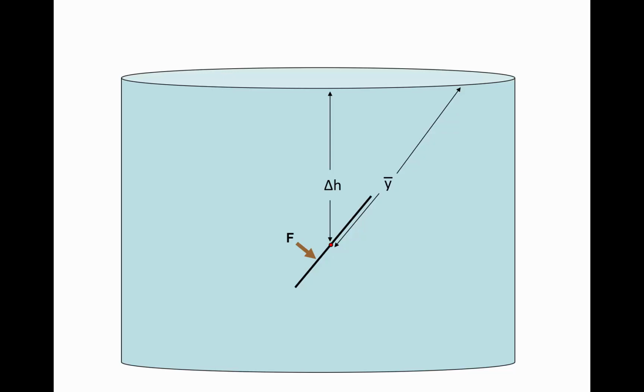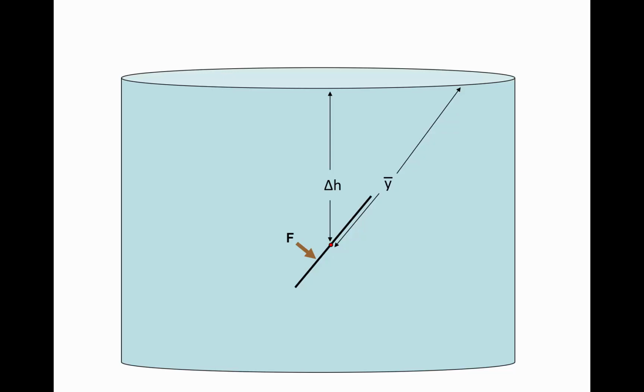Now if the gate is not at an angle, if the gate is straight up and down, then delta H and Y bar are the same. If it's vertically oriented, Y bar equals delta H. But in this illustration, since it's at an incline, Y bar is larger than delta H.